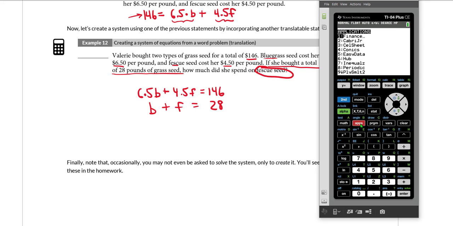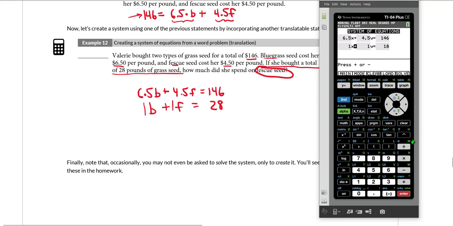So we're going to do apps, number 9, number 2. Everything here should be good. We're going to hit the graph button. We're going to enter in our system 6.5, 4.5, 146, and then we have a 1 in front of our B here. This is 1. This is 1. So we have 2 1s there, and then we have a 28, and we hit enter and we solve.